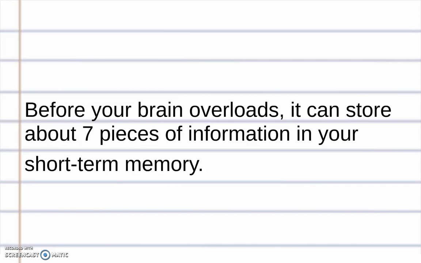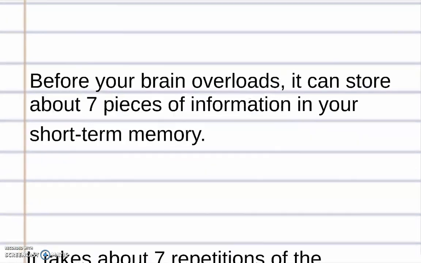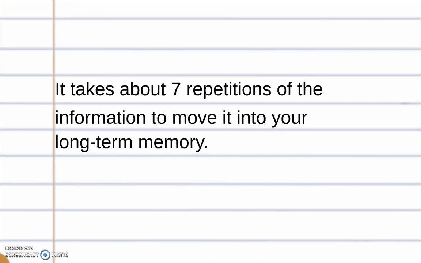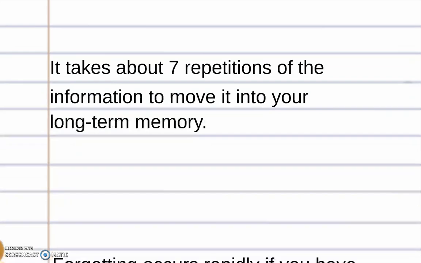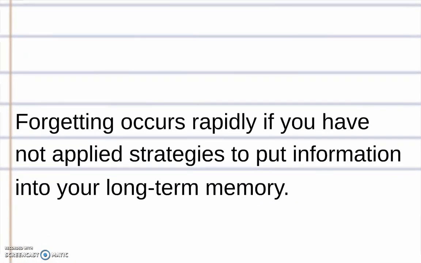Before your brain overloads, it can store about 7 pieces of information in your short-term memory. It takes about 7 repetitions of the information to move it into your long-term memory. Forgetting occurs very rapidly if you have not applied strategies to put information into your long-term memory.